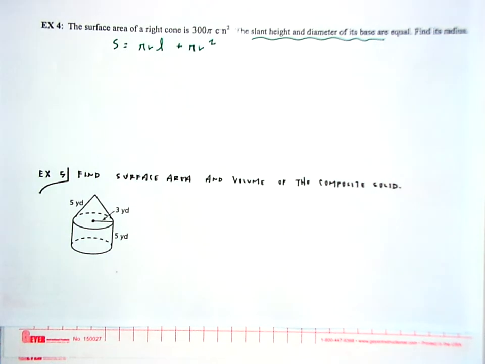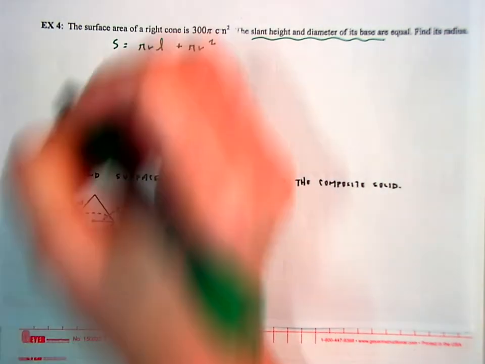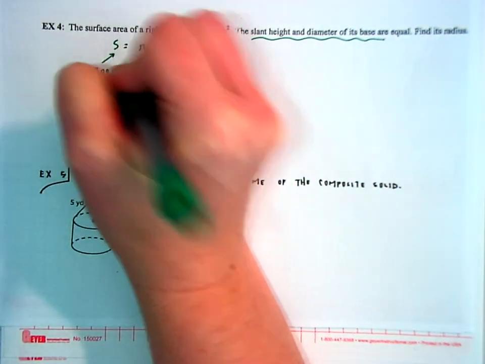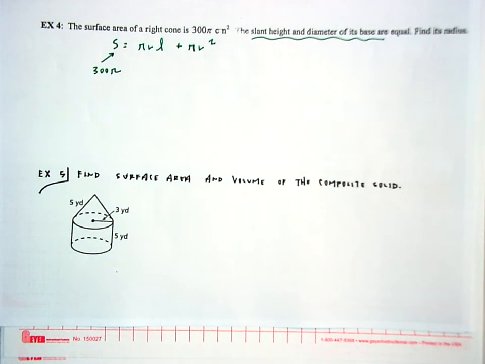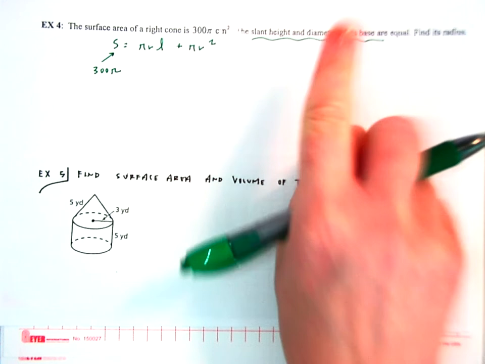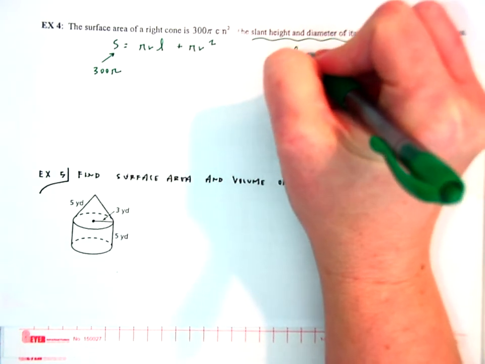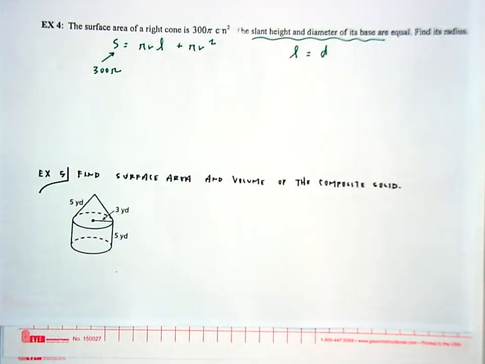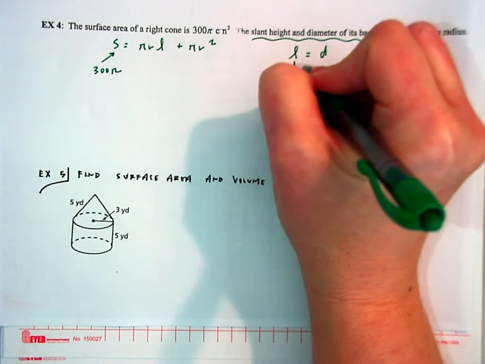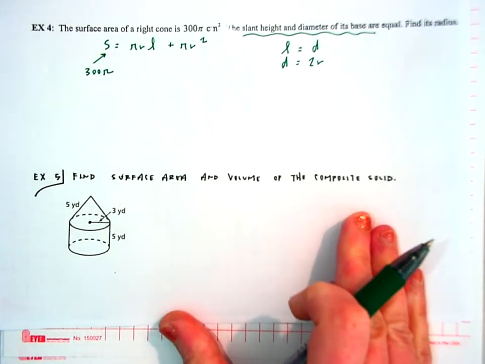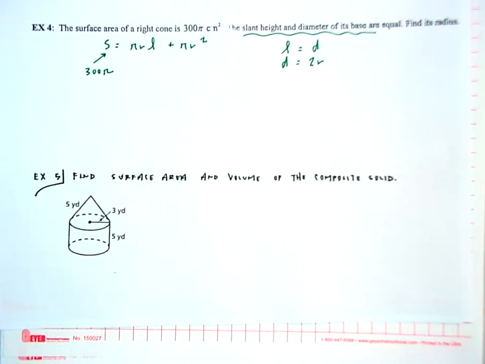Okay. And I know that the surface area is 300 pi, so I could go ahead and plug in the 300 pi right here, but then I get a little stuck. I'm trying to solve for the radius, so I need to think about what this relationship is telling me. Slant height and diameter of the base are equal, so slant height is equal to the diameter of the base. Well, I know that my diameter is equal to 2 radii, right? So 2 times the radius value is the diameter.